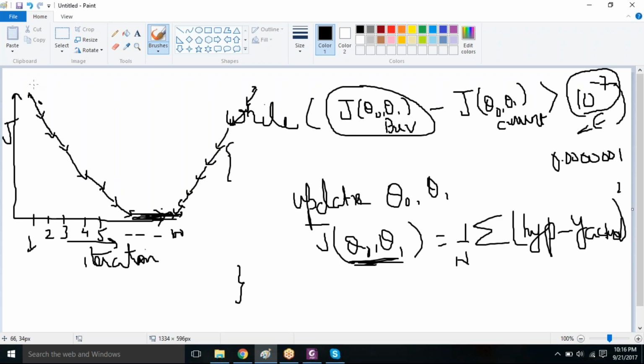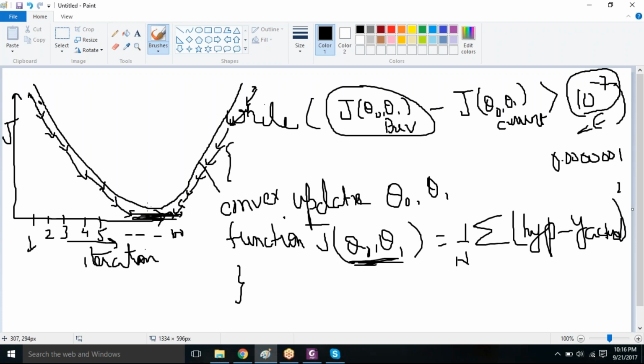And if you find this shape, this is called a convex problem, or you can say a convex function. So your cost function here is a convex function. Why convex? When we say it is convex, it is when you have one minima, one optimal, or say one global minimum.